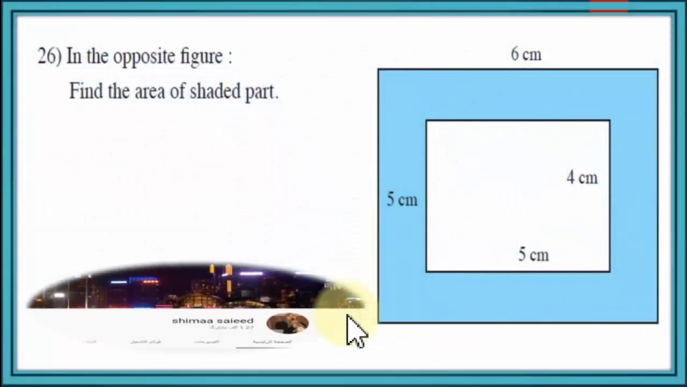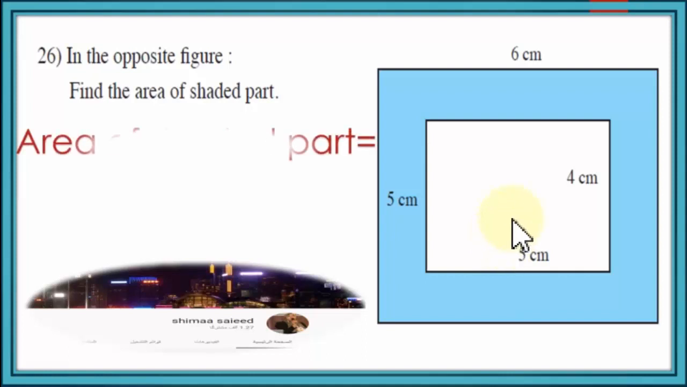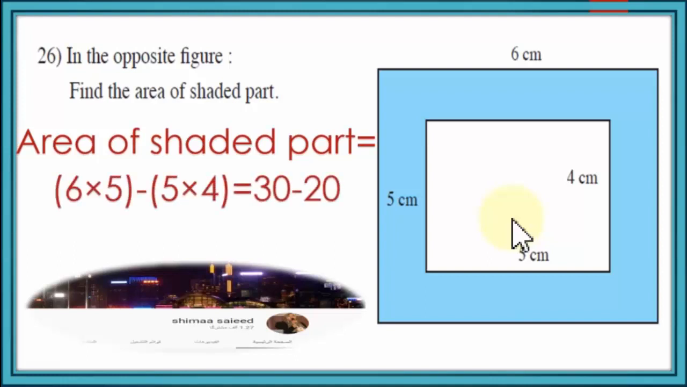In the opposite figure, find the area of the shaded part. If we want to calculate the area of the shaded part, we will calculate the area of the first rectangle, then subtract the area of the small rectangle. 6 times 5 equals 30 centimeters squared. 4 times 5 equals 20 centimeters squared. So the area of the shaded part equals 30 minus 20, which is 10 centimeters squared.